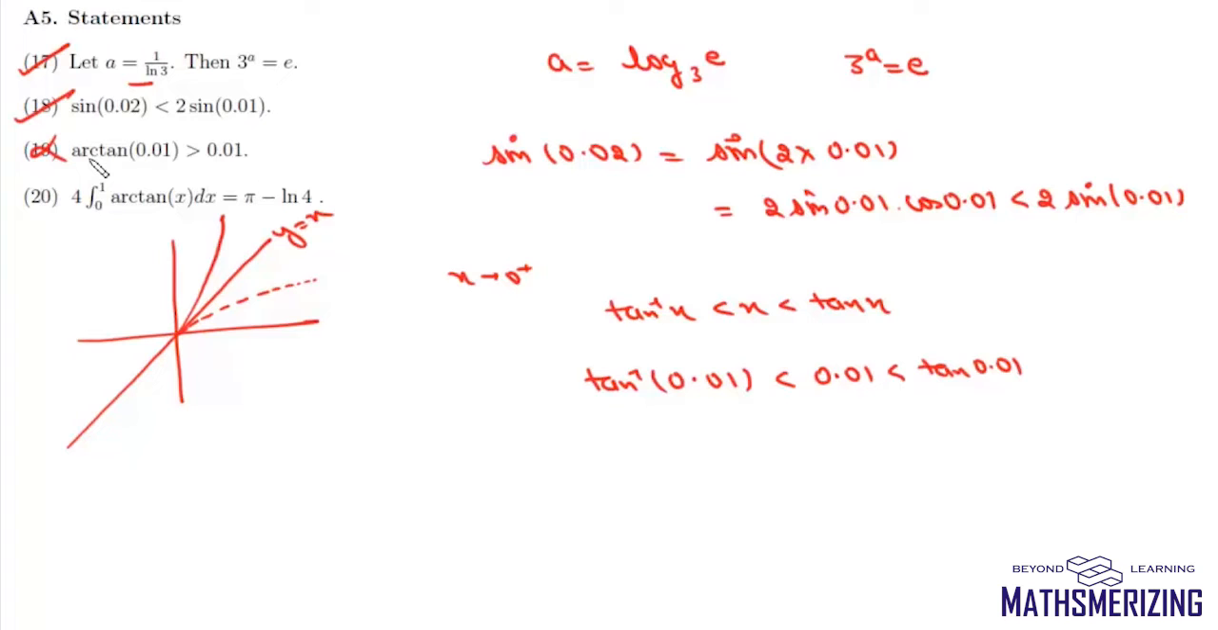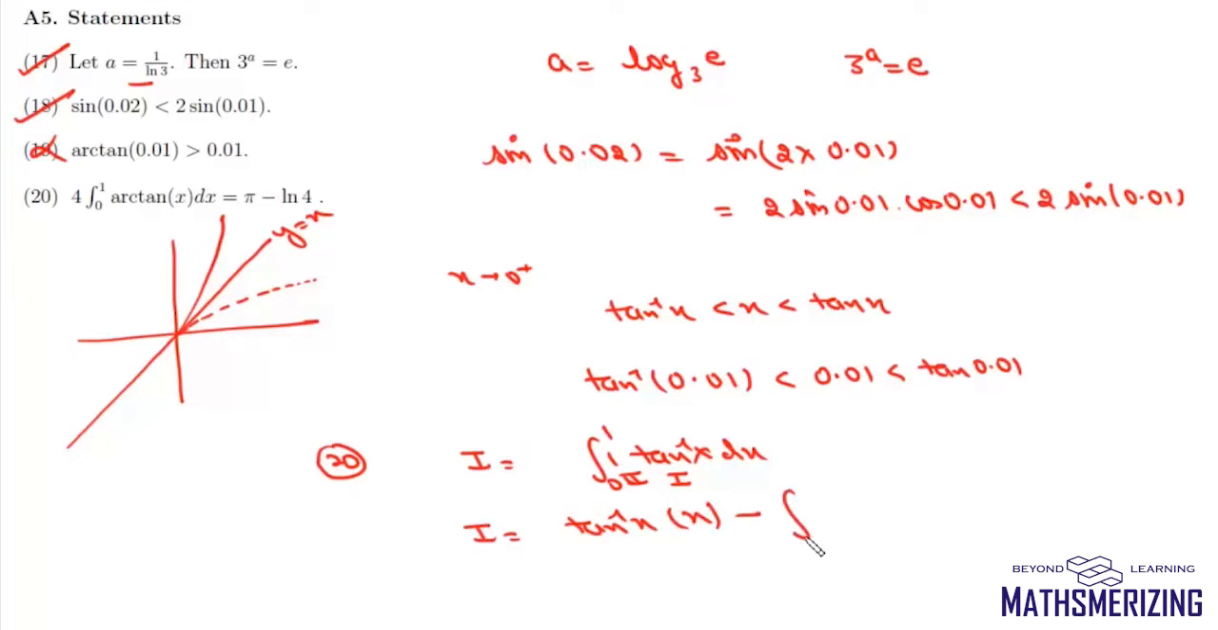Now statement 20 is this integral. So we can write this integral as I, and this is from 0 to 1 tan inverse x dx. Now we'll take 1 and tan inverse x. Tan inverse x is the first function and 1 is the second function. We'll use integration by parts. So this is I. Now it is tan inverse x times x minus this integral from 0 to 1 of the derivative of tan inverse x, 1 upon 1 plus x square, into x dx. So there will be x dx upon 1 plus x square.